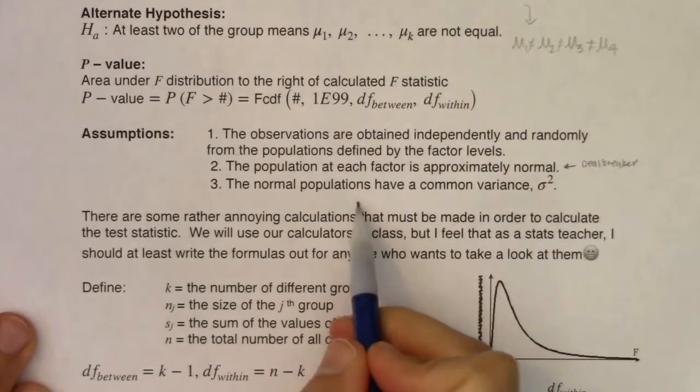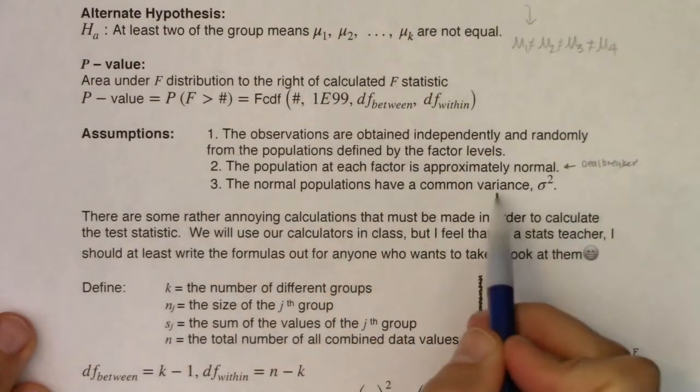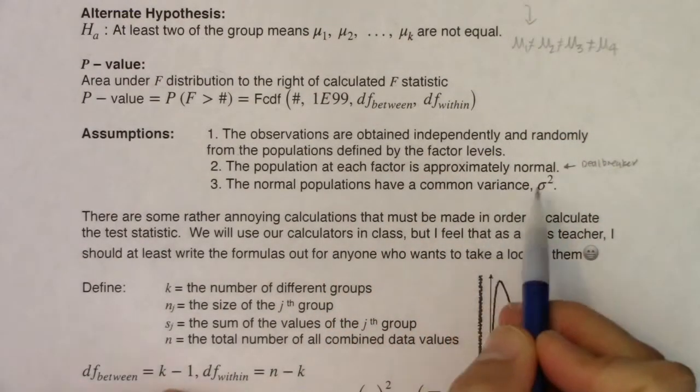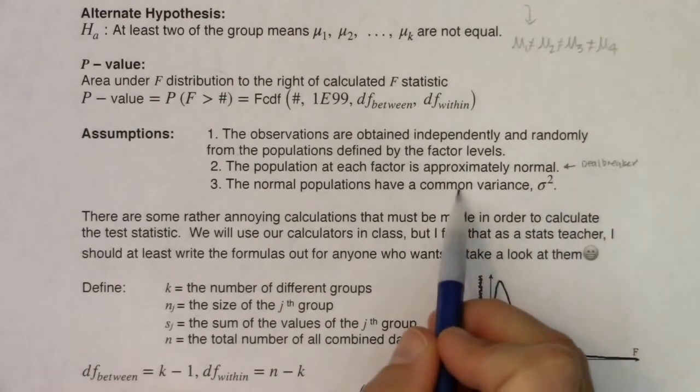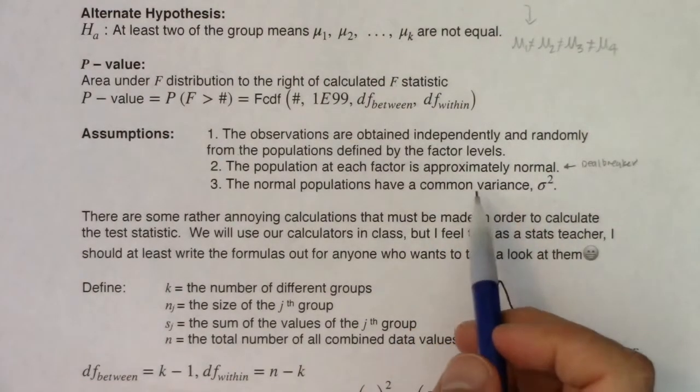All right, and then the normal populations have a common variance. And we've talked about variance before, right? Variance is the square of standard deviation. So as long as they have a common variance, we can go forward with this.